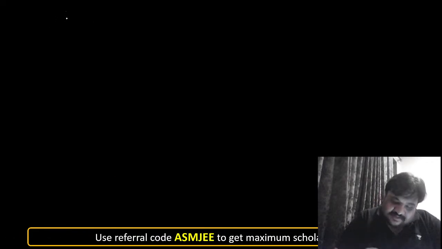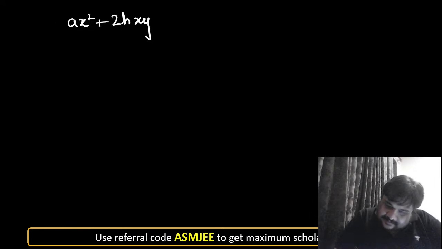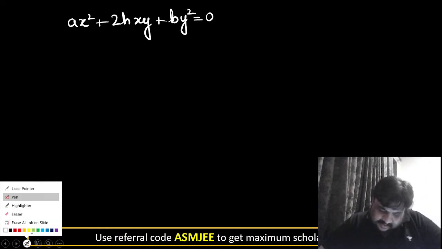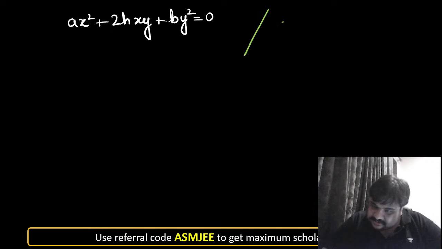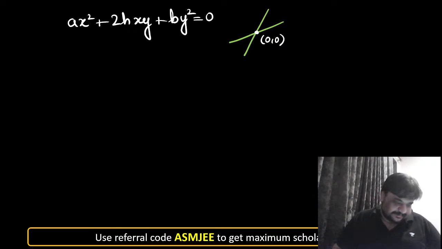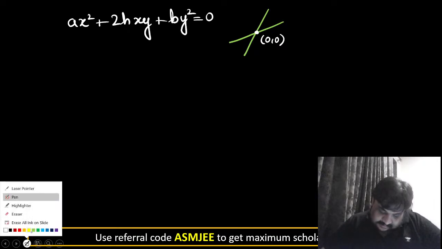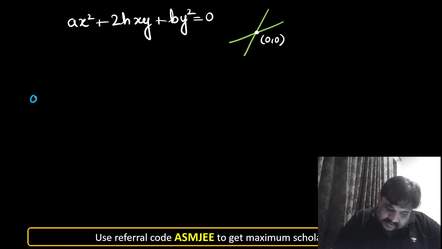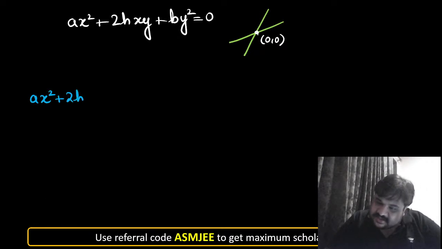Also, there is one more difference between small pair and big pair. The small pair has its center or point of intersection at the origin, right? But not the big pair. Big pair does not have its point of intersection or center at the origin. This point of intersection is also called the center.